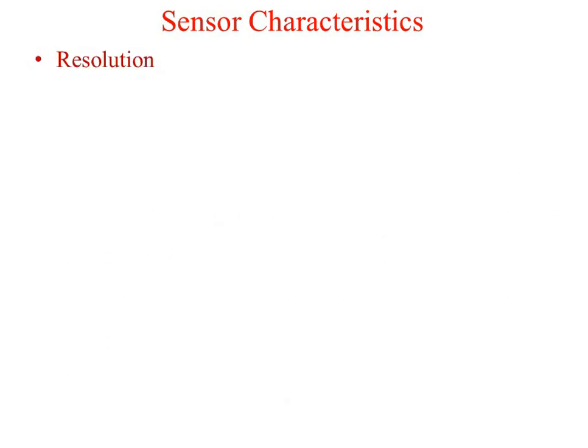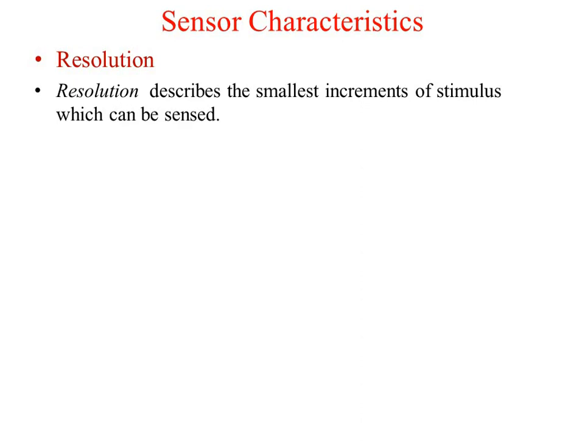Now the next characteristic, a very important characteristic, is resolution. Resolution describes the smallest increment of the stimulus that can be sensed. Smallest increment. Now let us consider that I want to measure a displacement. I'll give you an example of that. So this is a displacement I want to measure. Now what is the smallest increment I can measure? Obviously, if I use the SI unit, then it will be in terms of meters. But what is the smallest part that I can measure?